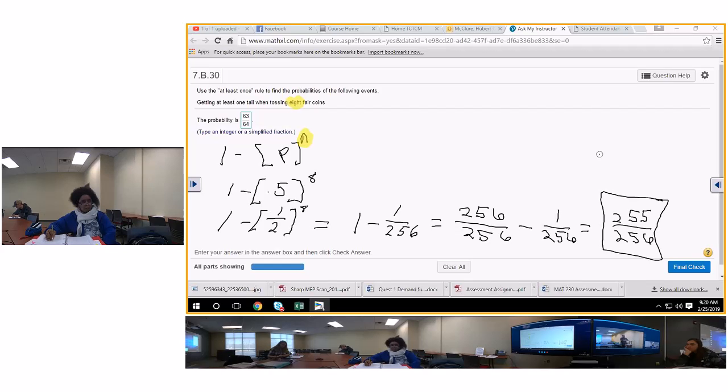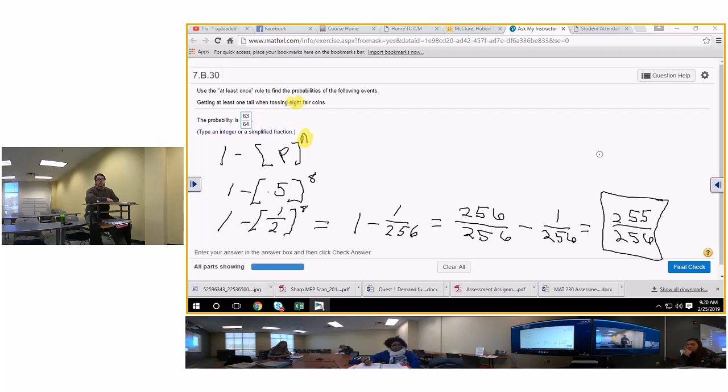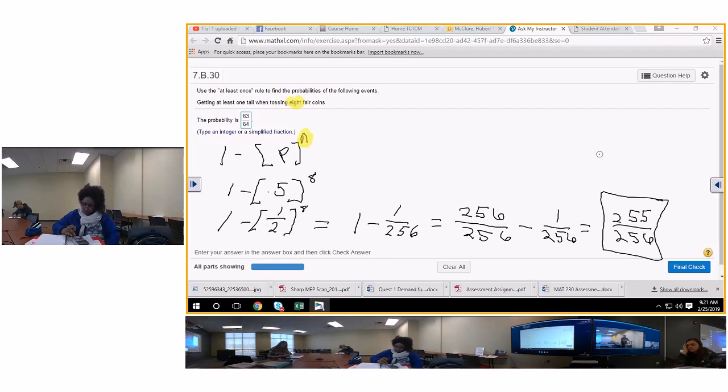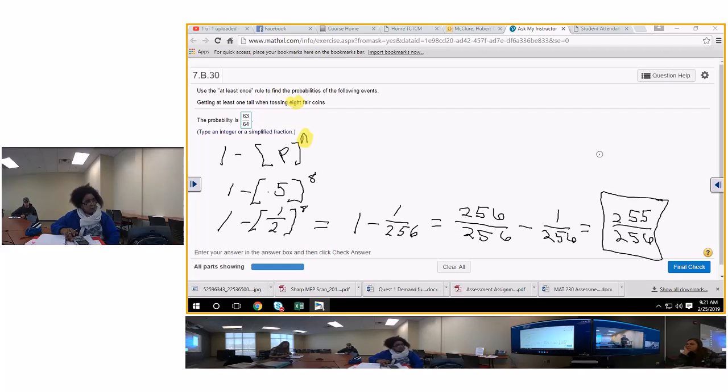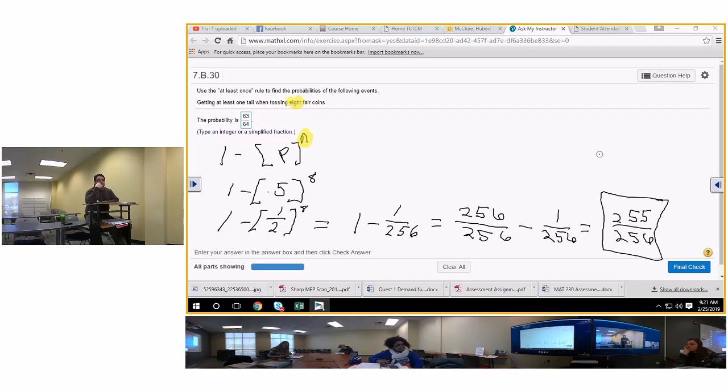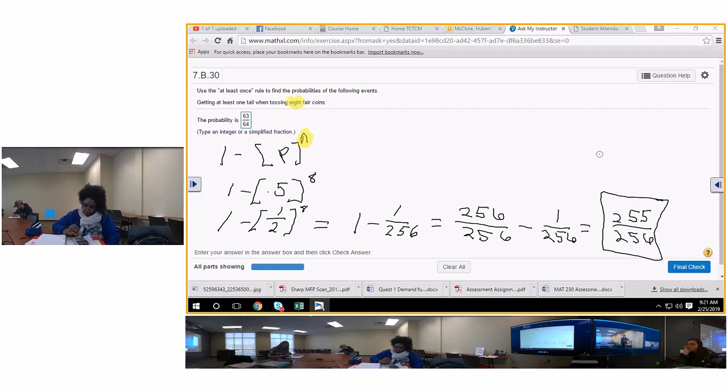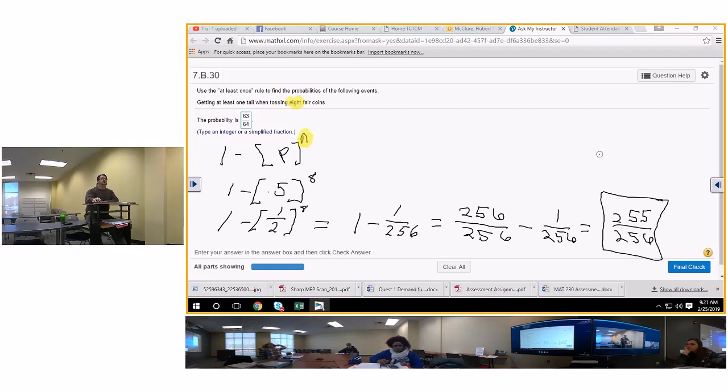What is the answer? Somebody take 63 divided by 64. What do you get? 0.9843. 0.984. Okay, now take 255 divided by 256. See if you get the same thing. 0.99609. 0.99. Let's see what the answer is.